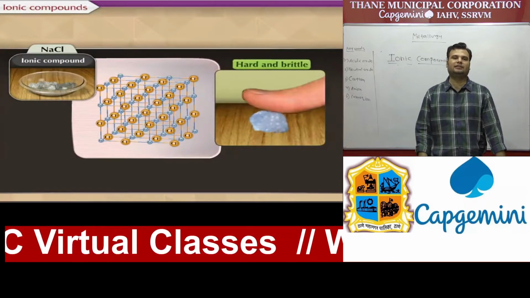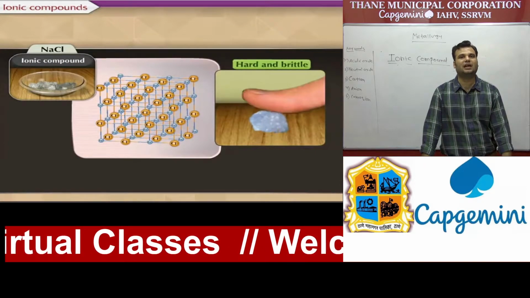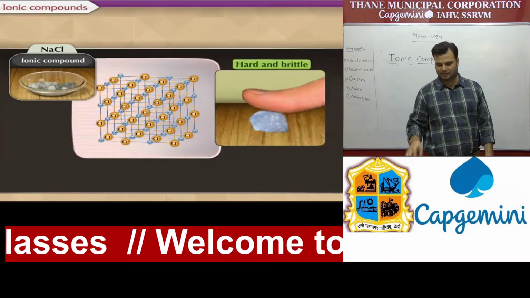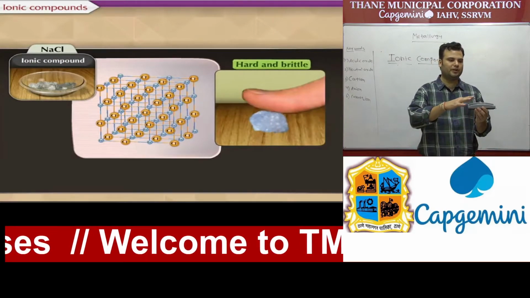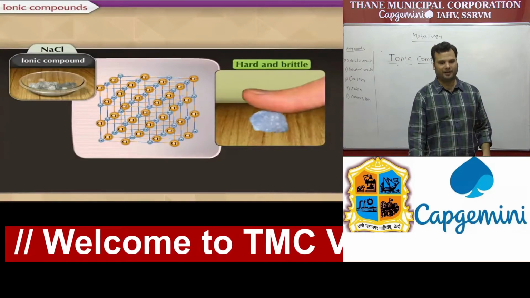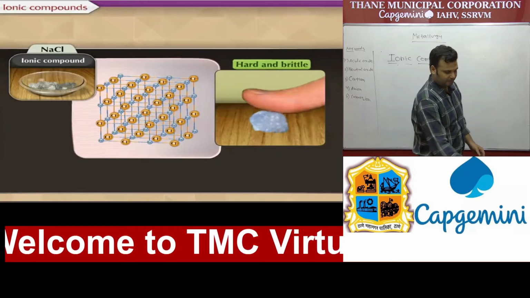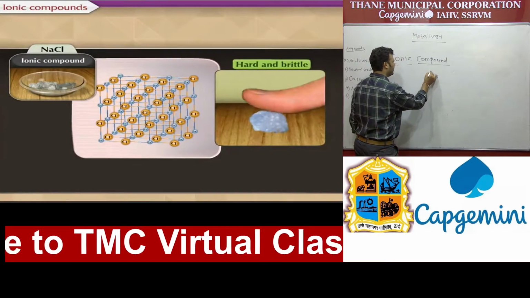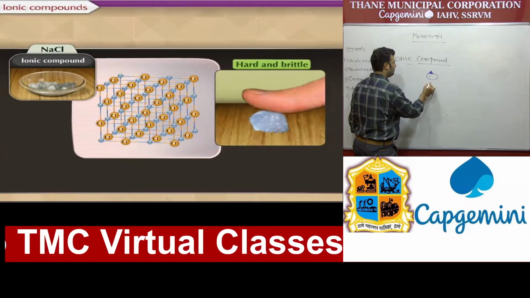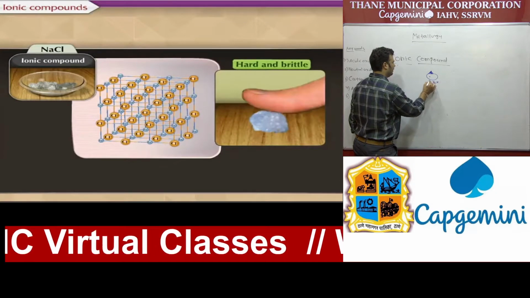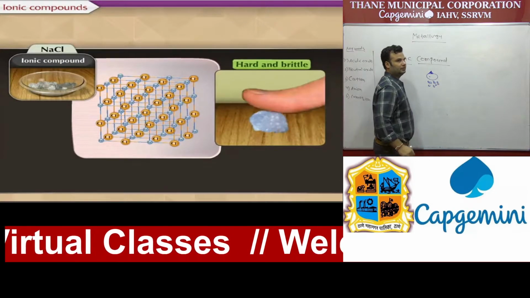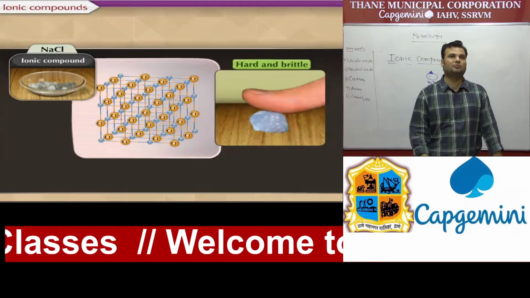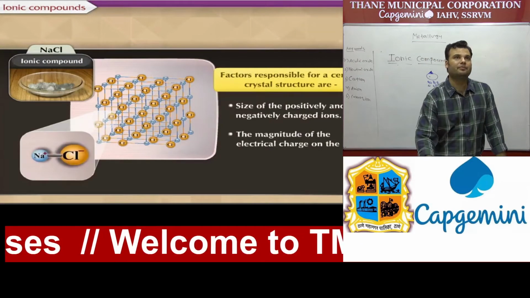The next property is that ionic compounds are hard and brittle. So what is hard? Suppose this is your compound. When you apply pressure, at that time it will break. Take one example, as given, they are present in crystal form. So when you apply any pressure, they will break and that's why it is called brittle in nature.